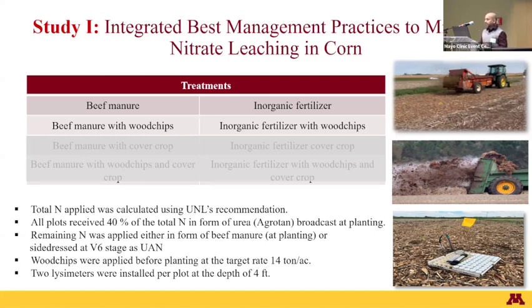Wood chips were applied right before planting at the target rate of 14 tons per acre. And then we installed 2 lysimeters in each plot at the depth of 4 feet, and water samples were collected throughout the growing season. We also collected in-season soil samples in 2023, and the yield was also measured at the time of harvest.